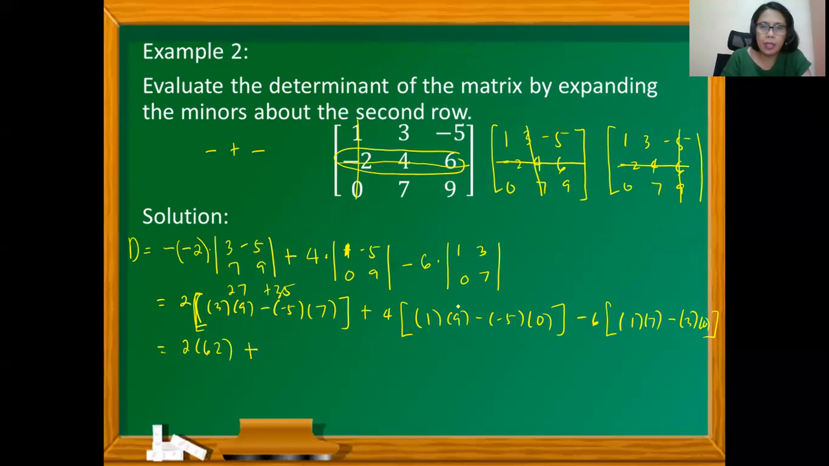plus this is 9 and this is 0. So this is 4 times 9 and this is 7. This is 0 again. So negative 6 times 7. And D would be 2 times 62 plus 4 times 9 minus 6 times 7. So it's 118. Okay?